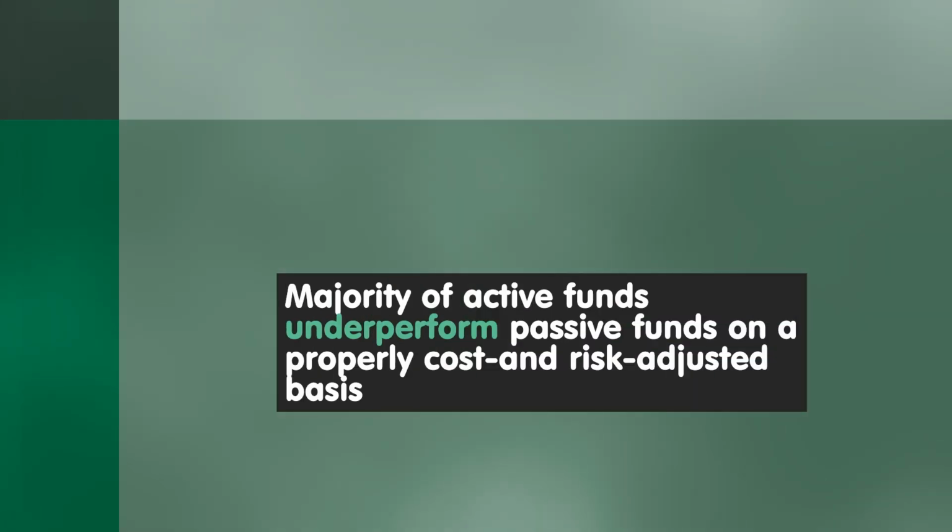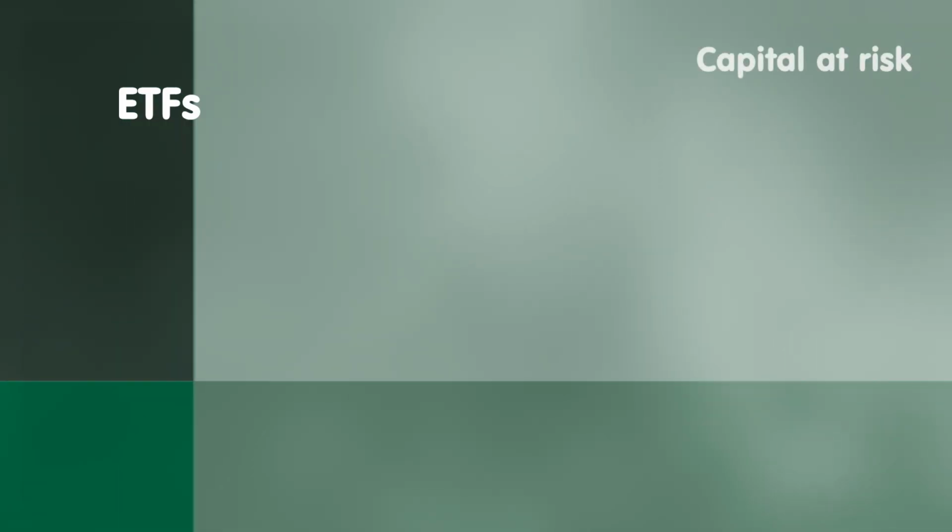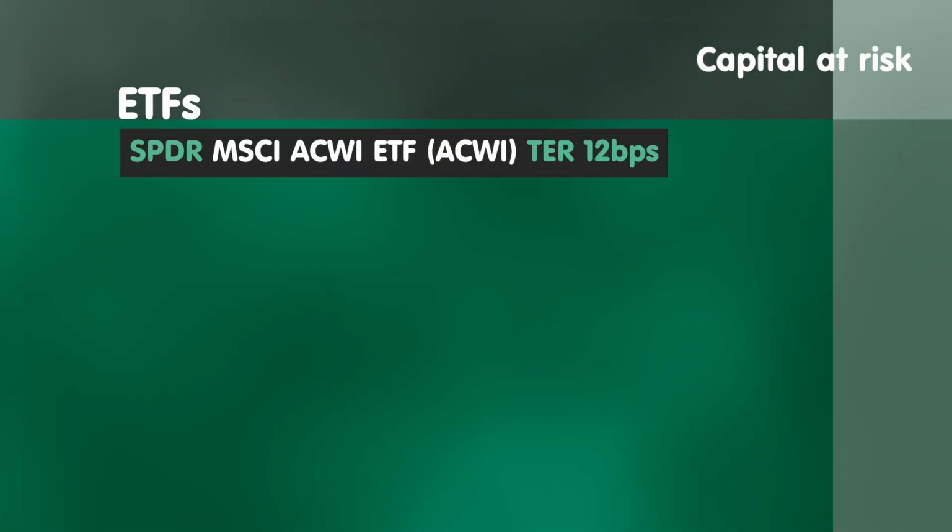In the long run, the vast majority of active funds underperform passive funds on a properly cost and risk adjusted basis. So, a passively managed, globally diversified exchange traded fund, or ETF, ticks all the boxes. And here are 4 options. The cheapest is the SPDR MSCI ACWI ETF, with a total expense ratio of just 12 basis points, or 0.12%.